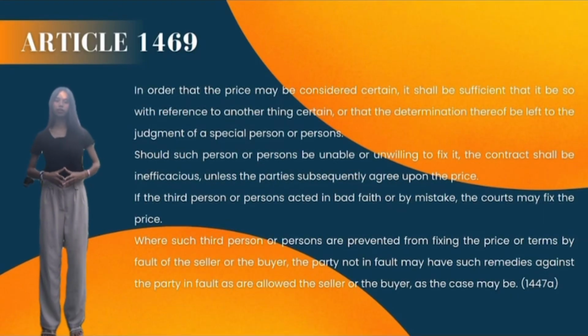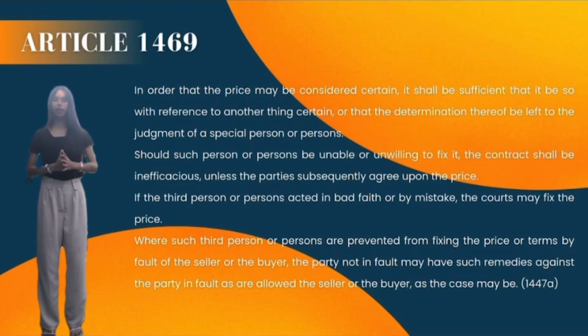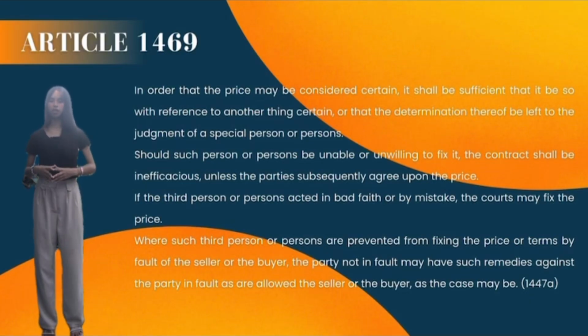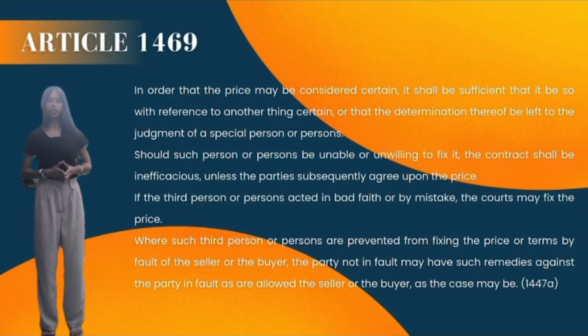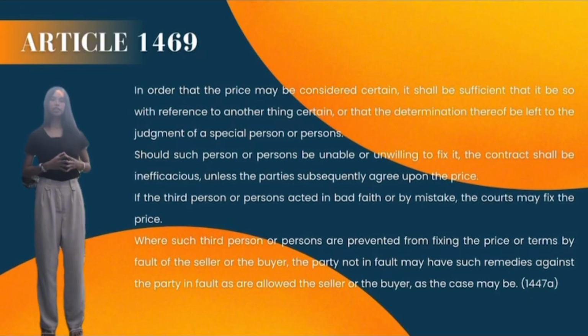Now, let's talk about Article 1469 of the Civil Code. Article 1469 clarifies what certain actually means. It doesn't always mean spelling out a precise peso amount right then and there. The law recognizes a few valid ways the price can be considered certain. Firstly, the most straightforward way is if the parties explicitly agreed on a specific monetary value. Example, you say, I'll sell you this phone for 10,000 pesos, and the other person says, deal. That's a certain price.